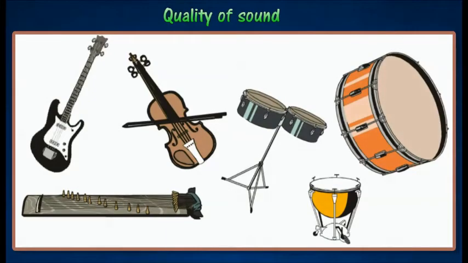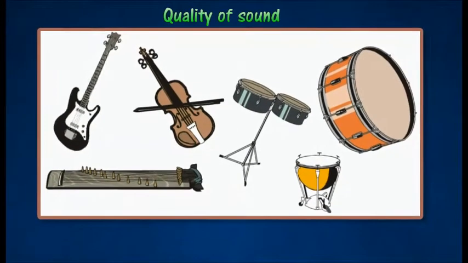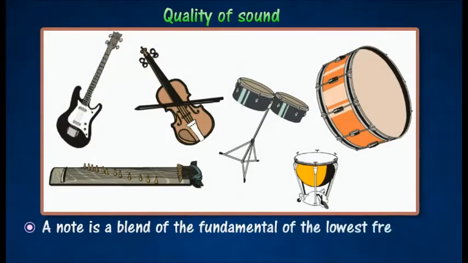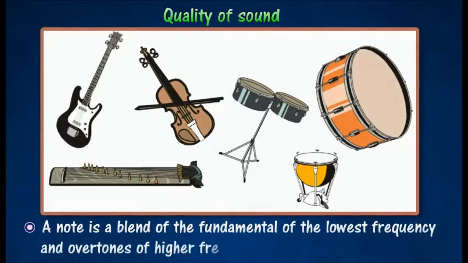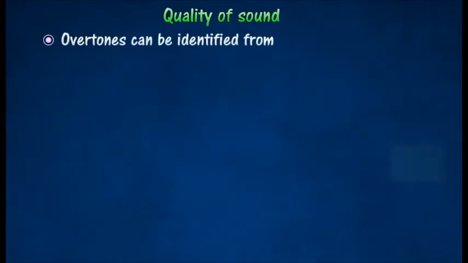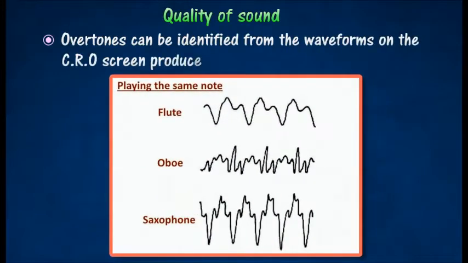Different musical instruments produce sound of different quality. A note played on a musical instrument is a blend of the fundamental of the lowest frequency and overtones of higher frequencies. The quality of a note is determined by the overtones. These overtones can be identified from the waveforms on the CRO screen, produced by different instruments.